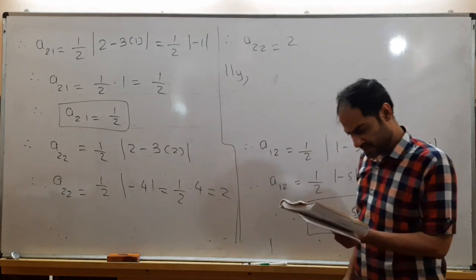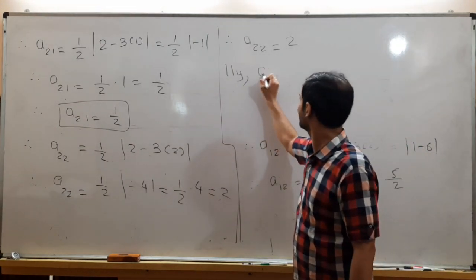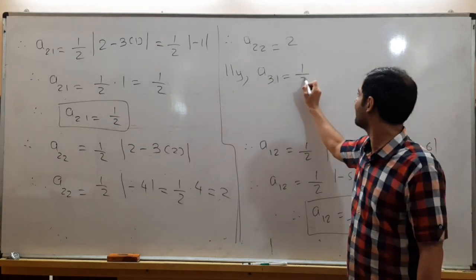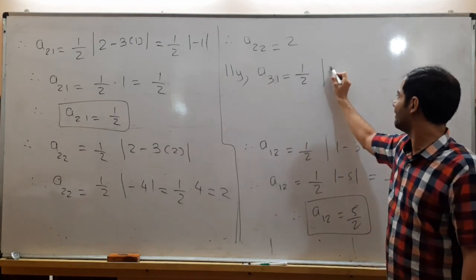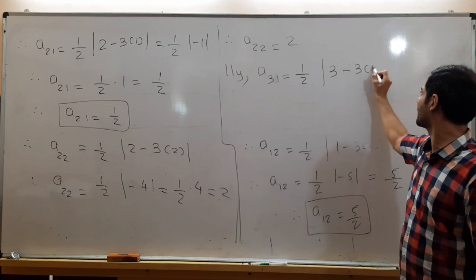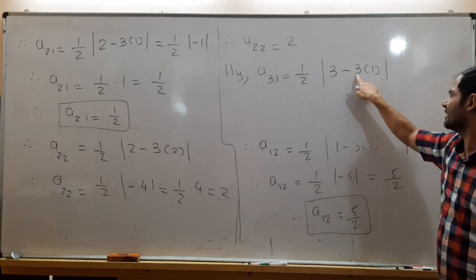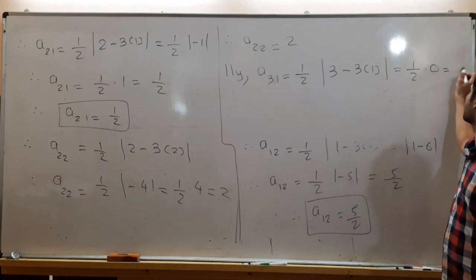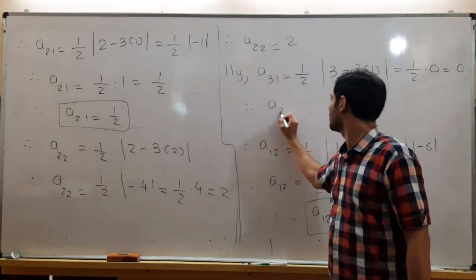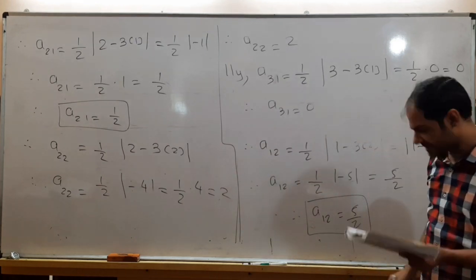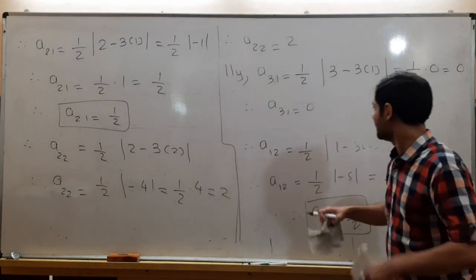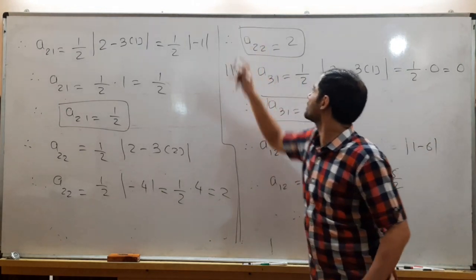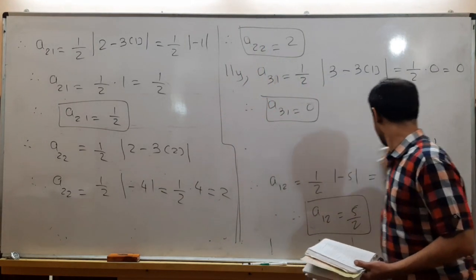Similarly, the next one which is remaining is A31. A31, the formula was half into mod of I minus 3j. So half into mod of, at the place of I we get 3 minus 3j. So 3 into 1. So 3 ones are 3. 3 minus 3 is 0. So half into 0. So that turns out to be 0. So A31 is 0. Let me see the answer. Yes, A31 is 0 in the book. So A31 is also 0. So all calculations are correct as per the example.